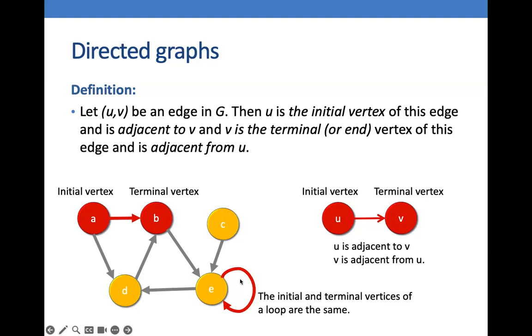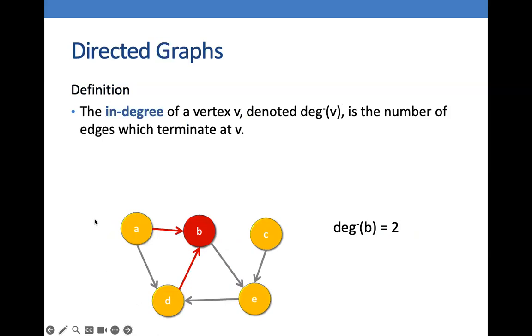If we also have a loop, then the initial and the terminal vertices of a loop are the same. In this example, we have an edge from A to B. The initial vertex here would be A, and the terminal vertex would be B. We can say that A is adjacent to B, and B is adjacent from A. Okay, so let's have some more definitions.